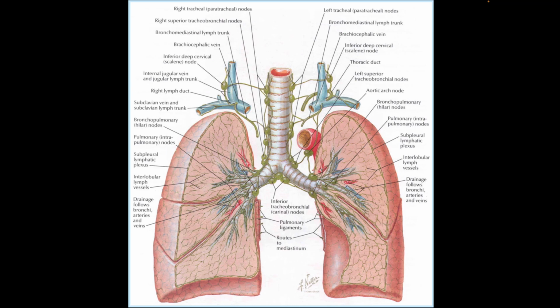Lastly, the paratracheal nodes can drain into the right and left bronchomediastinal lymph trunks, which in turn drain into the thoracic duct on the left, and the right lymphatic duct on the right, or directly into the jugulo-subclavian junction, which is the union of the subclavian and the internal jugular veins at the root of the neck.